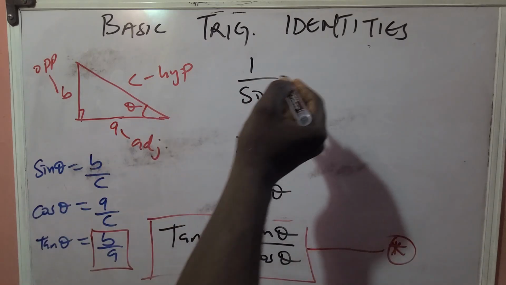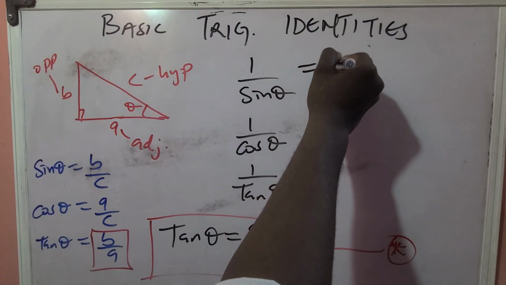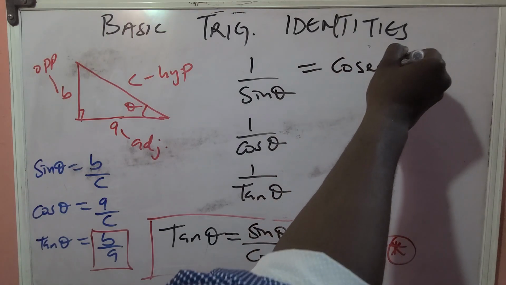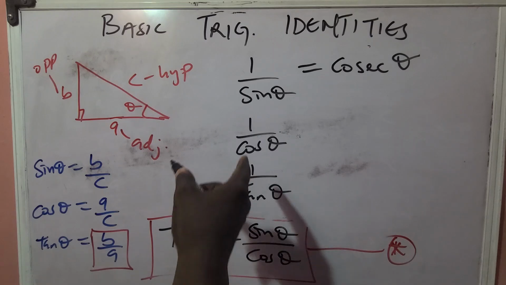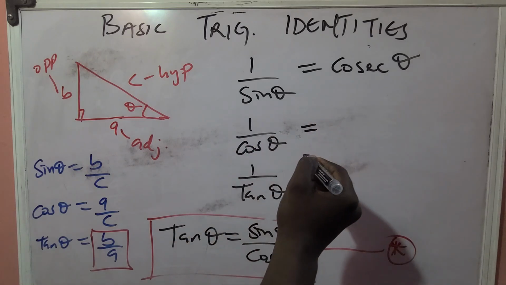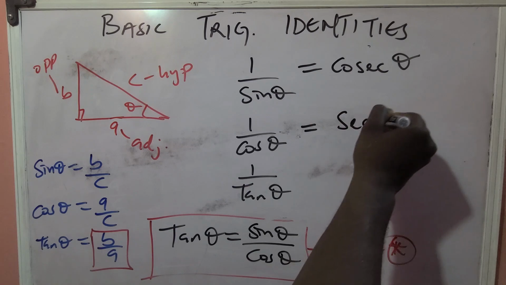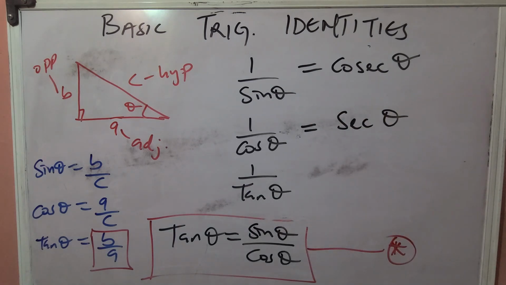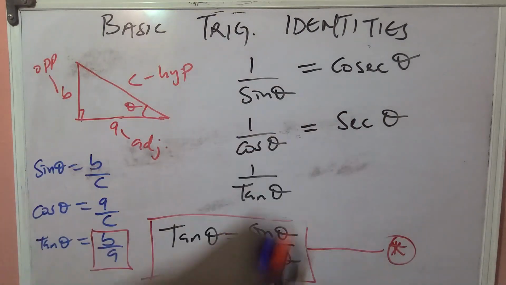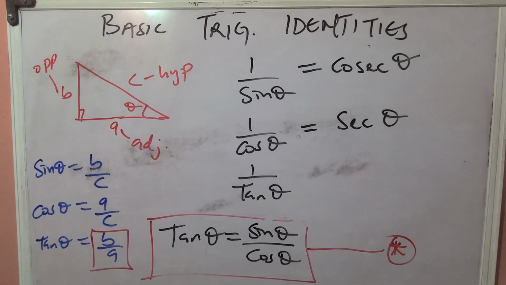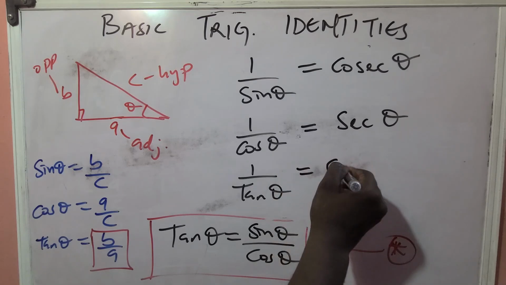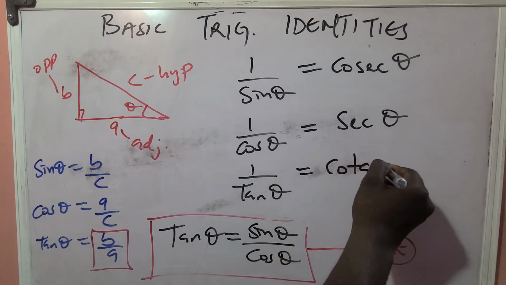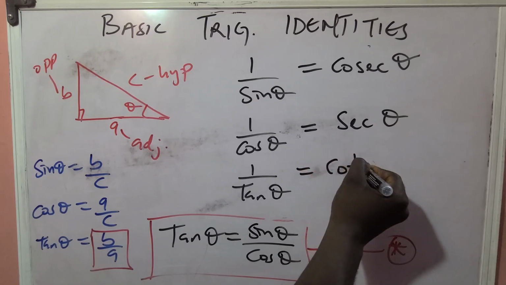When you have the reciprocal of sine, you'll be having what we call cosec of theta. Cosec theta. And then when you have the reciprocal of cosine, here we would have the secant of theta. So this is cosecant and this is secant in full. And then when you have the reciprocal of the tangent, we have the cotangent, which we call cot theta.